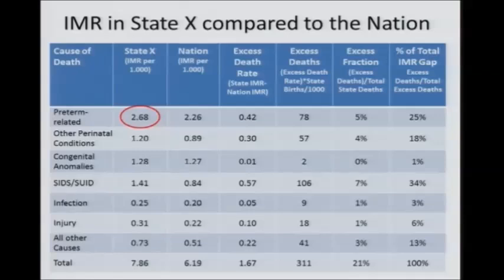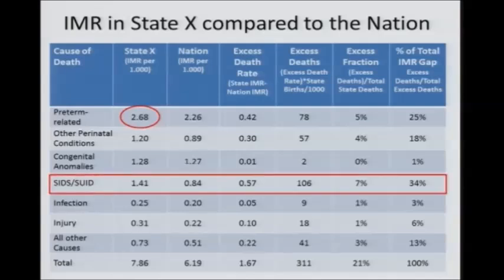So preterm related was the leading cause in state X, but it was not the leading cause of excess. That was SIDS and SUID. They had an excess death rate of 0.57, which contributed to 106 excess deaths in that state. And the excess fraction was 7%, and the percent of the total infant mortality gap was 34%. So does anyone want to try to interpret the 7%, the excess fraction, among the exposed? Or this is state X is the exposure?